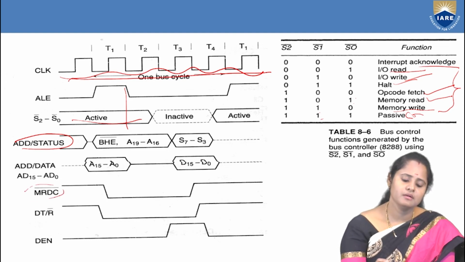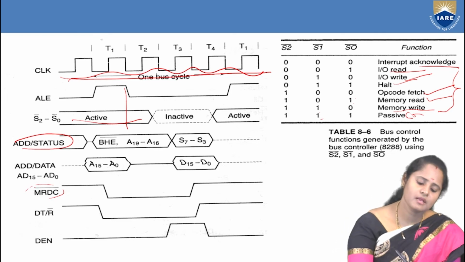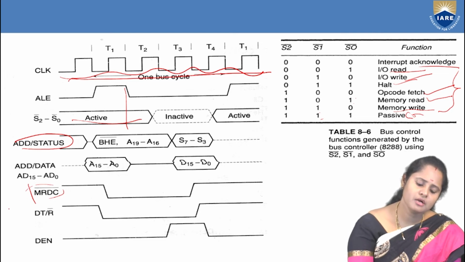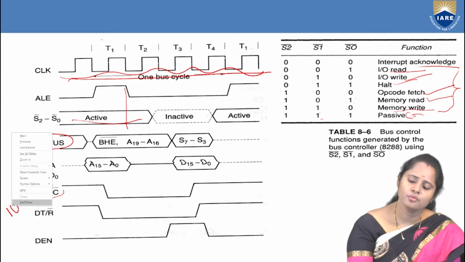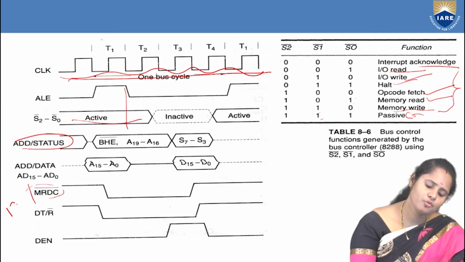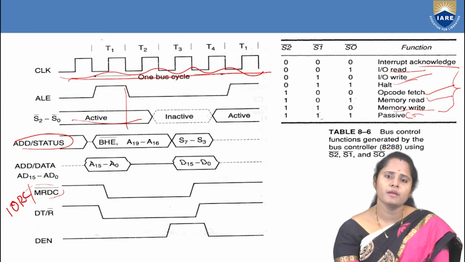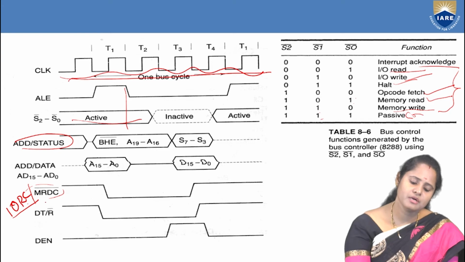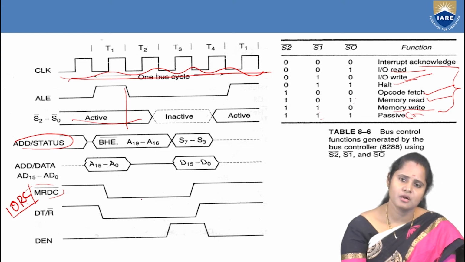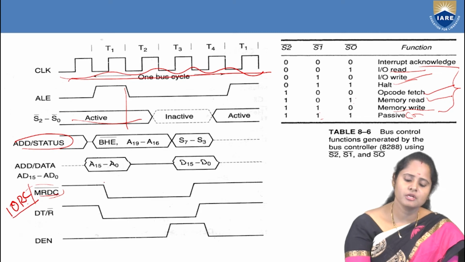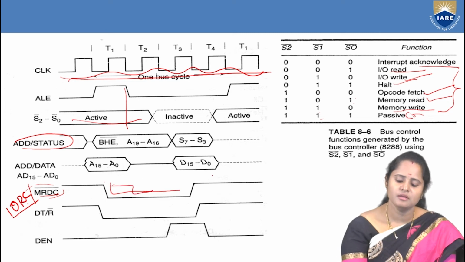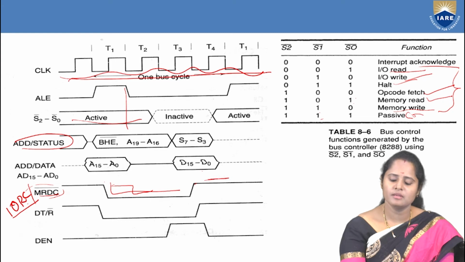And here, if you are working with memory, this can be MRDC, which is nothing but memory read control. So you can go for memory read control, or you can also go for IO read control. I have taken the example that my processor is working in the memory operation. So this pin can be either IO read control or memory read control. This will be activated whenever you are having data. It will start initially and will end when the data is present.